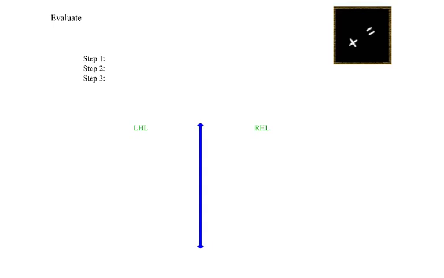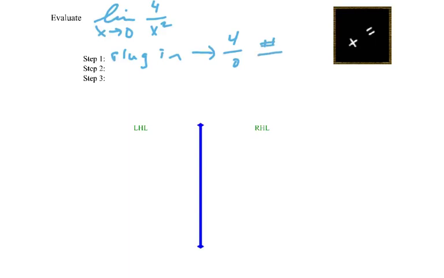All right, so the first problem that we're going to deal with is if I have the limit as x approaches 0 of 4 over x squared. So going back to our steps, step 1 is always plug in. They're the same steps that I showed you on one of the past slides. We always want to plug in first. Now, if I plug in, I'm going to get 4 over 0. So that's that number over 0.